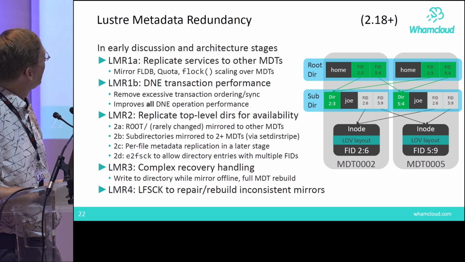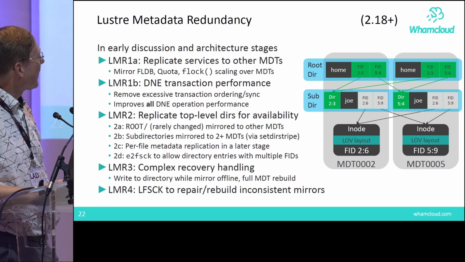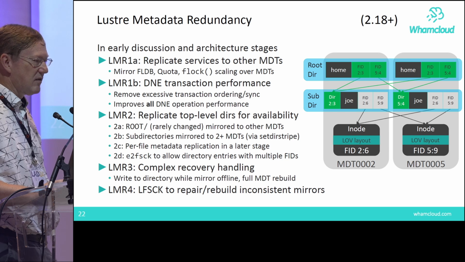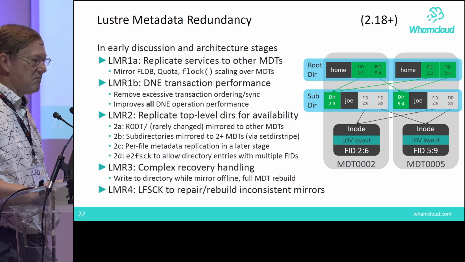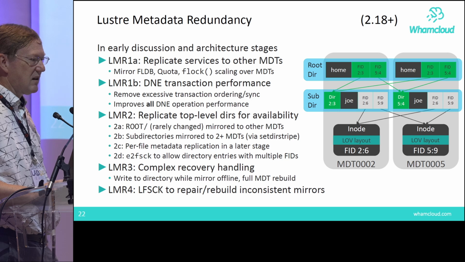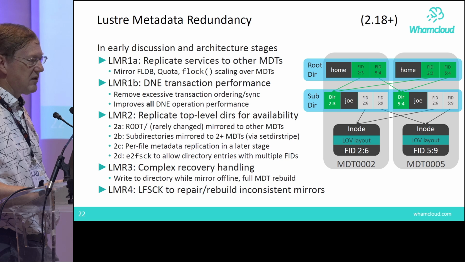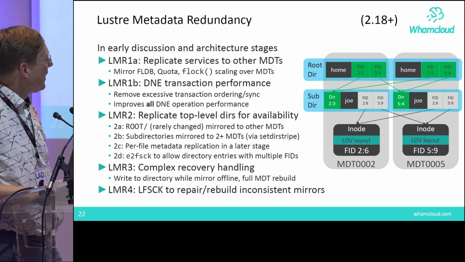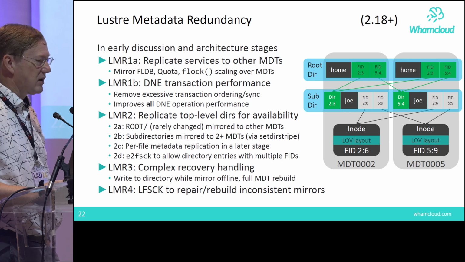Metadata redundancy. The first phase is mainly taking services like the MGS and the FID location database, things that are central and only running on MDT0 right now, and making them more robust so that they can be distributed onto different MDTs or have replicated copies. And then later phases, which will be in 2.18, are about having a mirrored root directory and things.